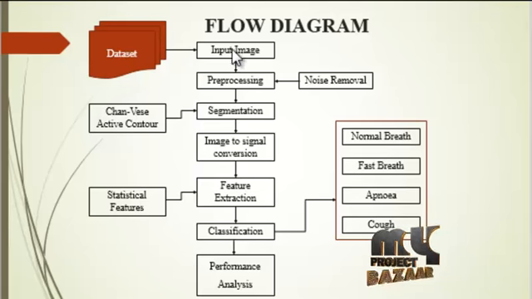First module is input image. Here we take one input image, then it goes to the pre-processing stage. The pre-processing stage is used for removing the noises. The pre-processing is carried out by 2 major methods: noise removal and image enhancement.